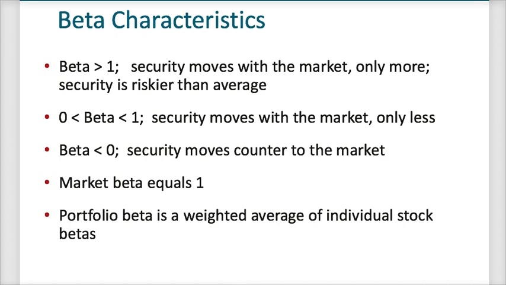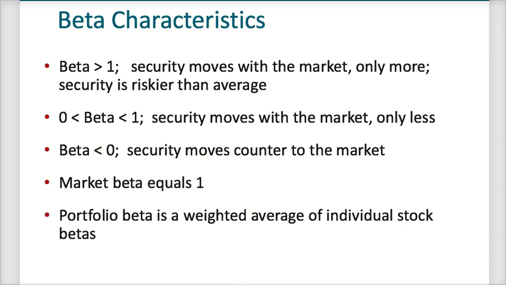So a beta between 0 and 1 means that it's less reactive to the market. So with a beta of 0.5, if the stock market went up 10%, this stock with a beta of 0.5 would only go up 5%.